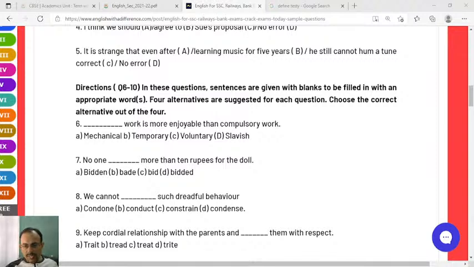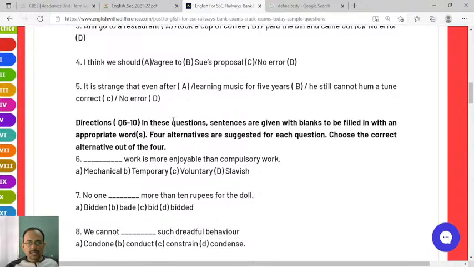Okay, let's see what is the answer. So, dear students, the wrong part is number C actually. Why? Because he still cannot hum a tune correctly. It's not correct. It should be correctly. So number C is correct. Omkar Sarode is correct. Congratulations, Omkar. You have correctly answered this question.